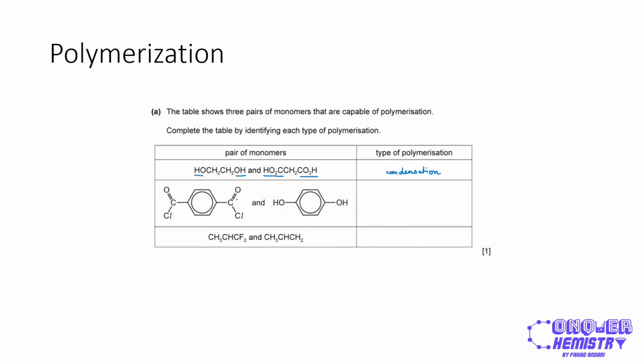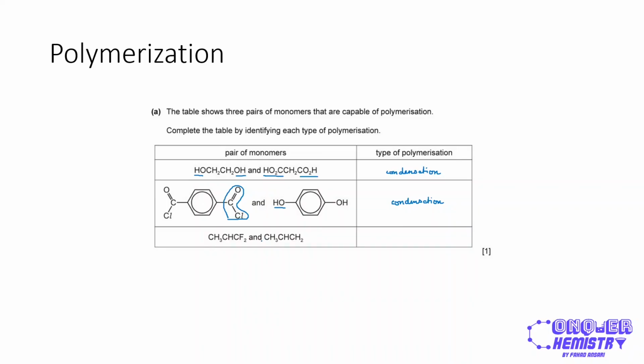In the second pair, instead of a carboxylic acid group, we have the acyl chloride functional group over here. This will also react with the alcohol group of the other monomer the same way as a carboxylic acid would, and it would form a polyester, and this would be condensation polymerization once again. The only difference is that instead of H2O, we will have HCl as the byproduct.